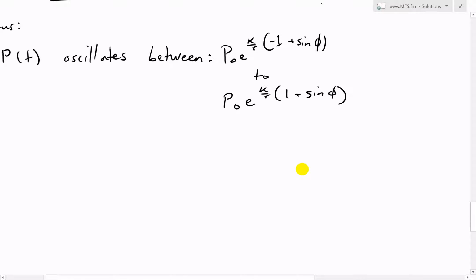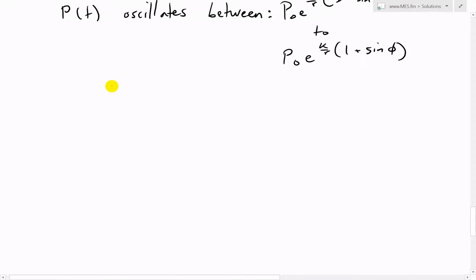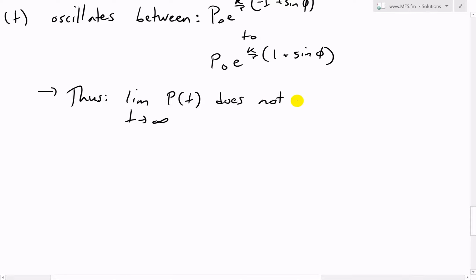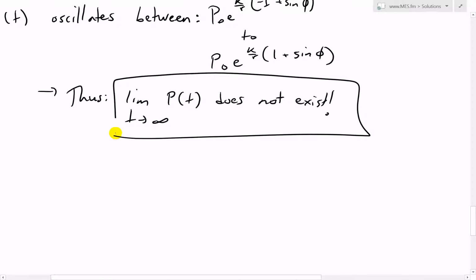Since it's alternating or oscillating between these, there is no limit. Thus, the limit as t approaches infinity of P of t does not exist. Write that down and circle it like that.